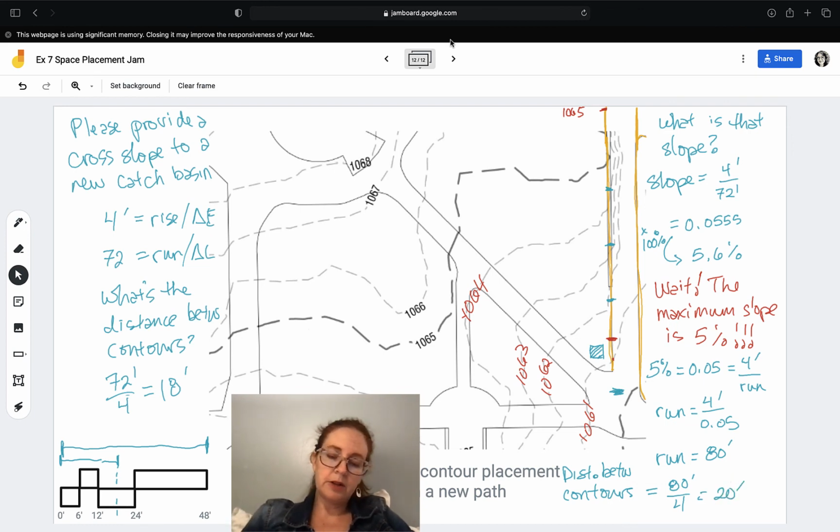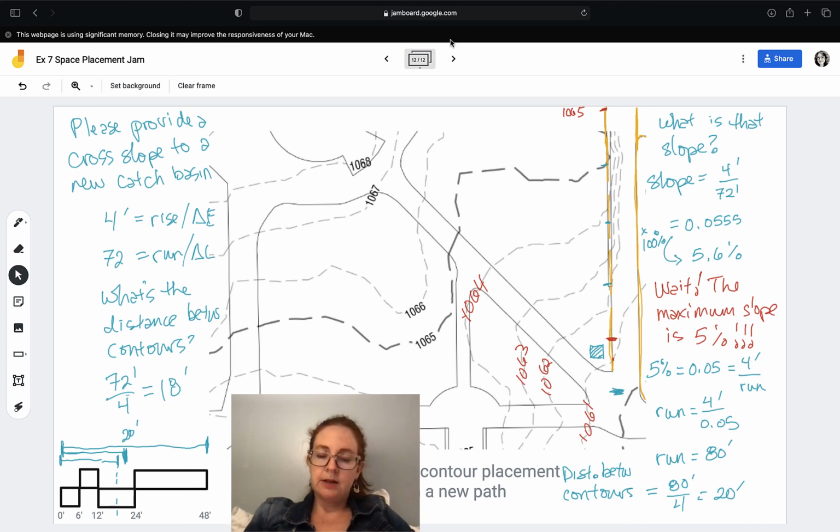Okay, so now we're going to mark these. Going to get rid of my old marks. All right, so I'm going to go back to my graphics scale, and I know that 20 feet is about right there. So 1, 2, 3. Oh, I messed that up a little bit. I could also just divide it into fourths if I needed to, like divide it in half and then again. So there's my new contour locations.